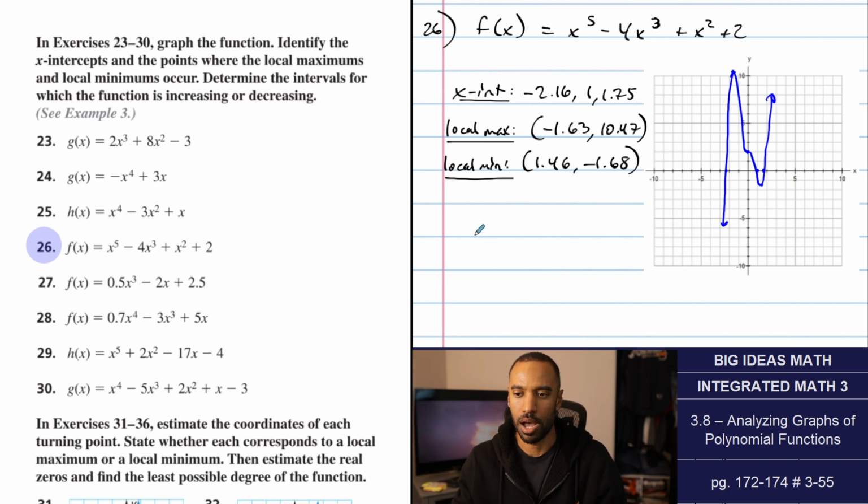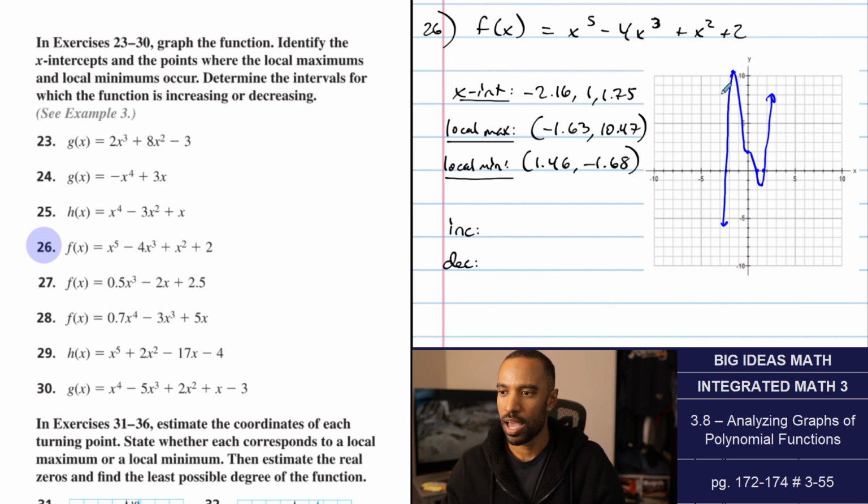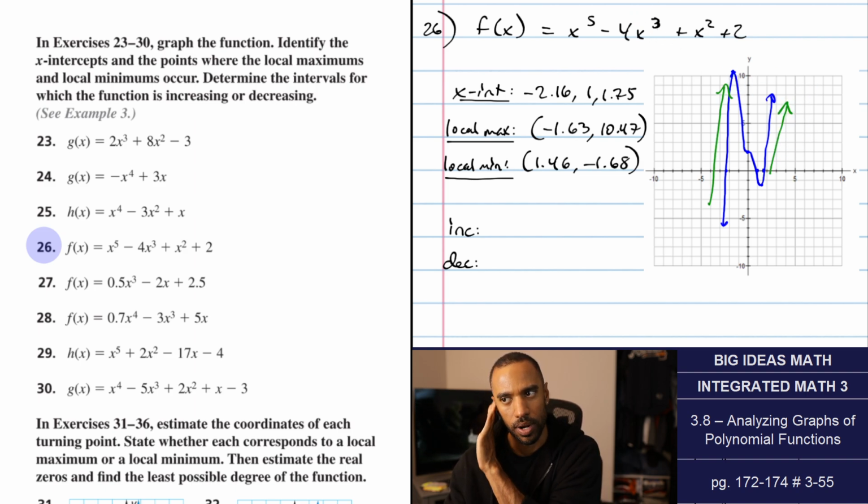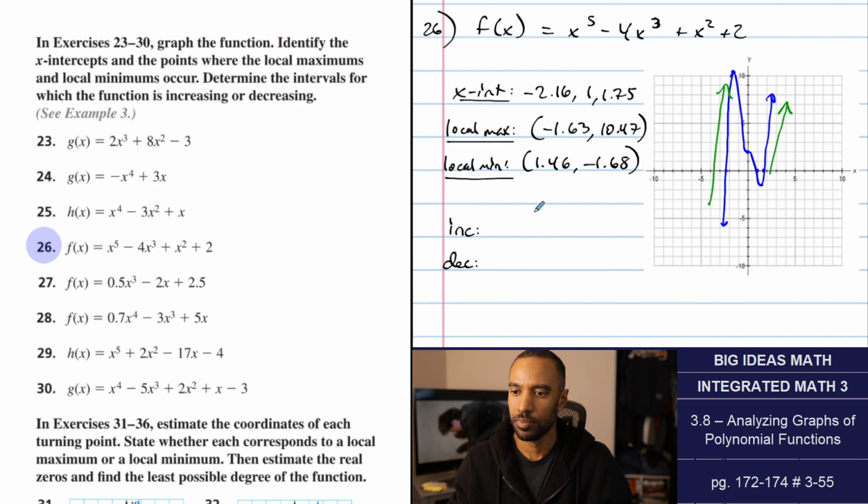Okay, we need intervals of increase and decrease. It increases all the way up here and here. It increases when x is less than, this is the max, right? Negative 1.63. And when x is greater than that min of 1.46.